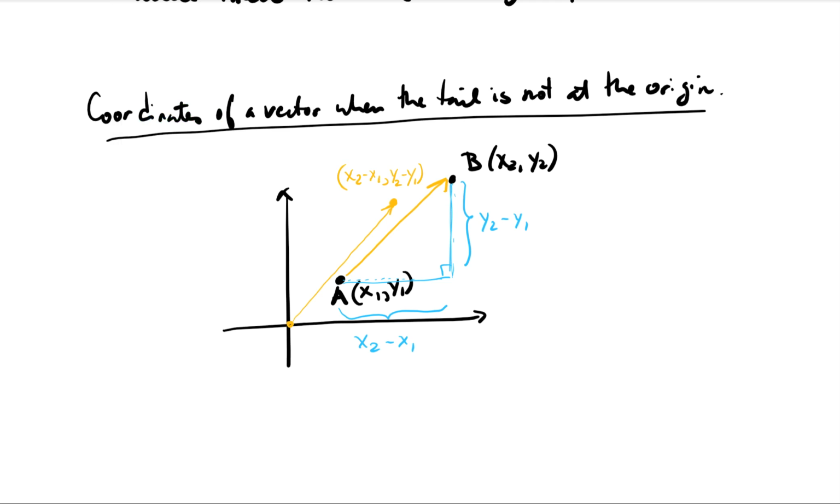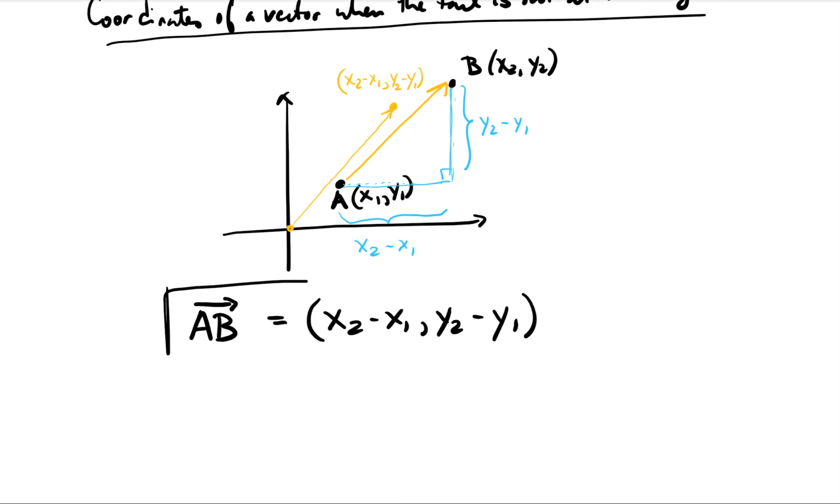So maybe we can write that with a formula. The vector AB, so sometimes we write it like that too, is the vector starting at A, ending at B, and it is equal to the vector with coordinates x2 minus x1, y2 minus y1. So that's kind of like a little formula to remember.